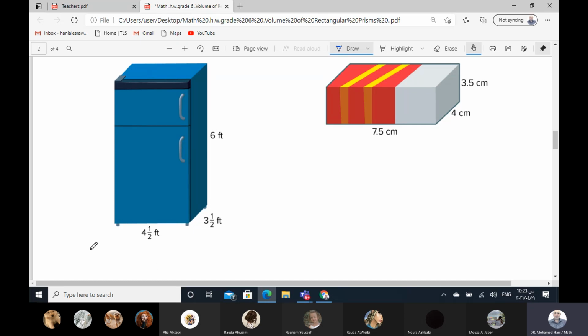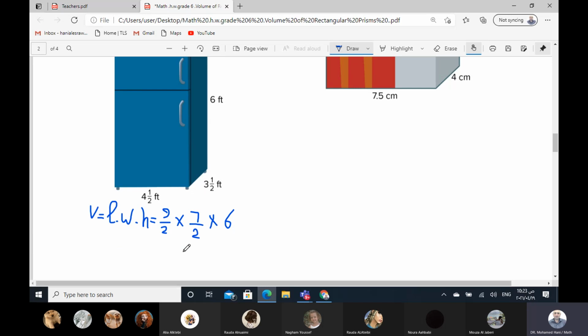So as you see here, this is the height, and here the length, and here the width. So start from the formula: V equals length times width times height. 4.5: 4 times 2, 8 plus 1, 9 over 2, times 3: 3 times 2 here, 6 plus 1, 7 over 2, times 6. Okay, who can help me to find the product?